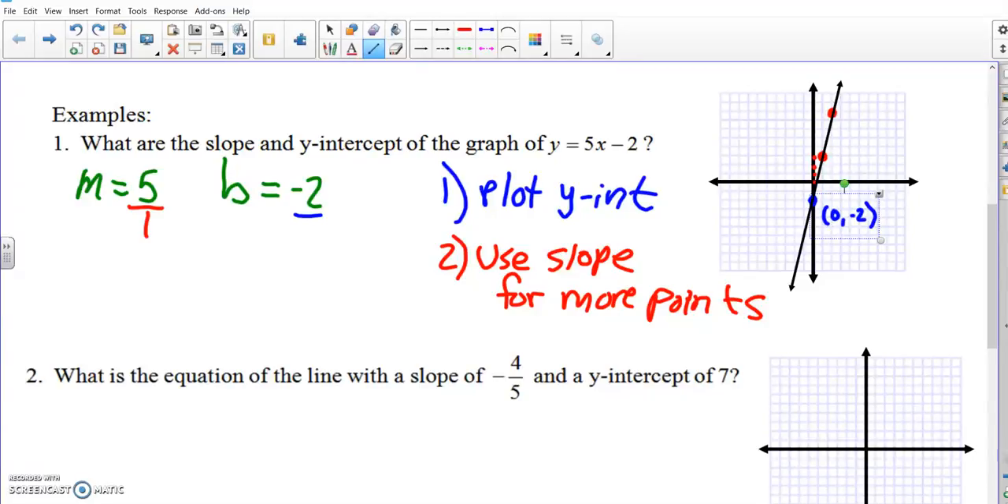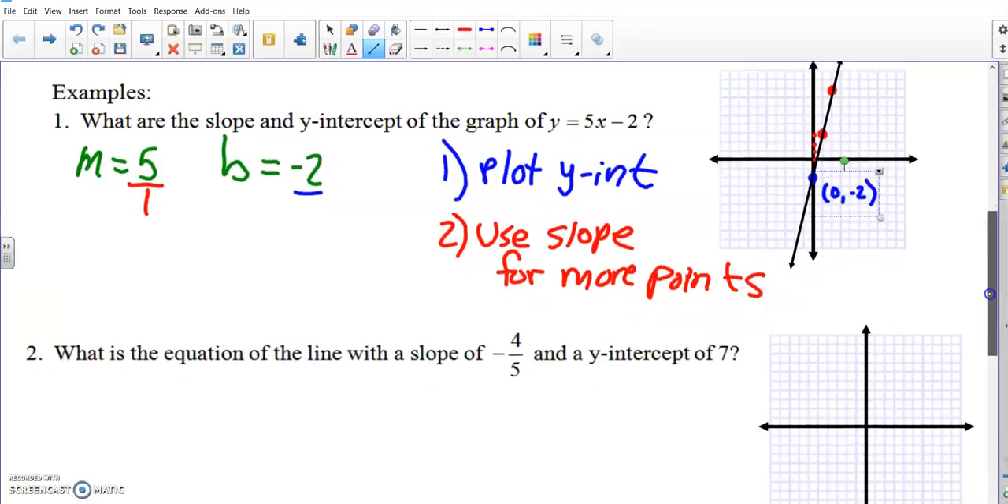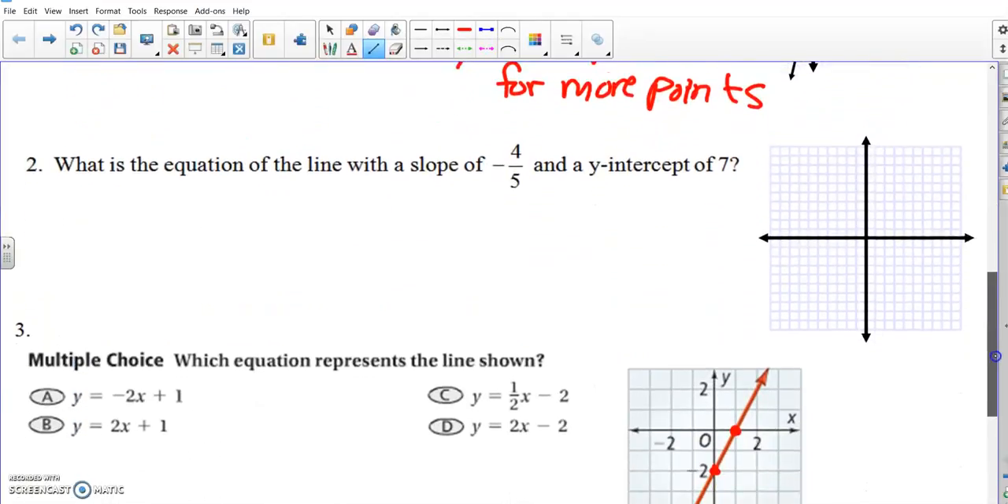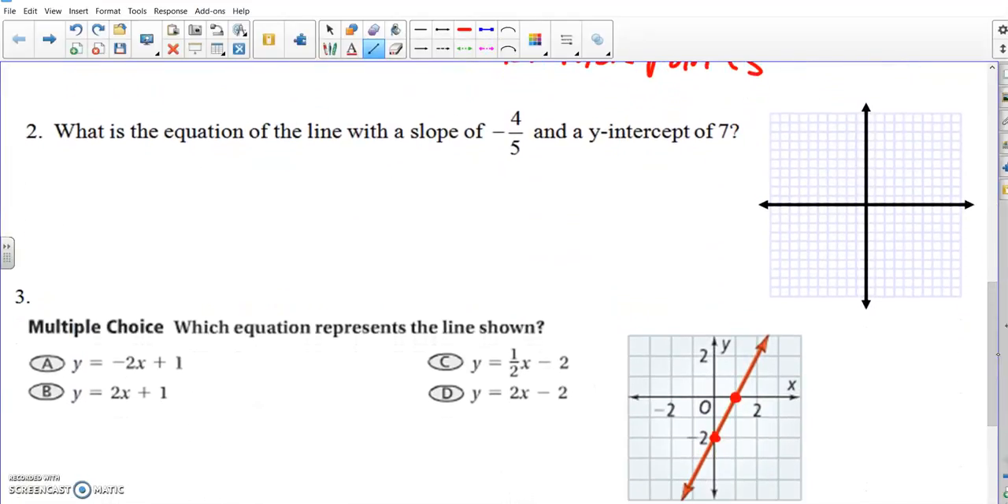All right, we have a few more examples to go through today. So this example number 2, we do not start with an equation anymore. What we want to do is reverse the process. Now we're going to be given a slope. In this case, it's -4/5, and our y-intercept is 7.